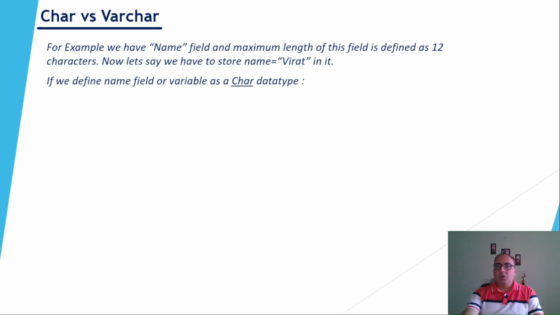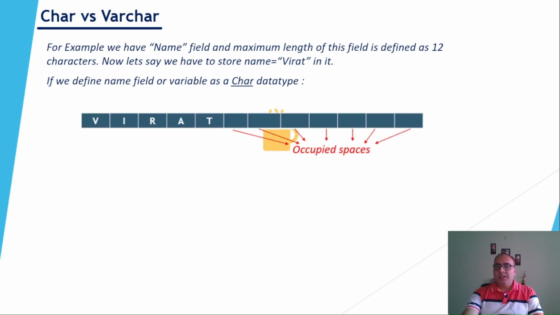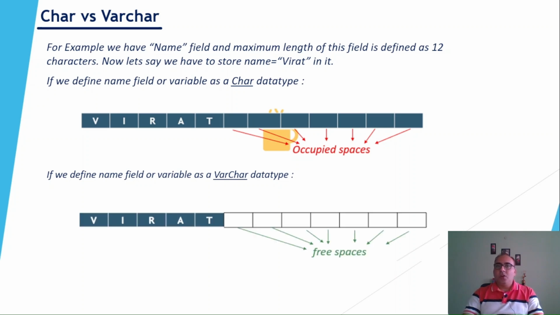Now if we define this field as a CHAR data type, irrespective of the actual length of the string, it's going to consume the maximum length defined for that variable. Here the length of this field is 12 characters, so it's going to occupy all 12 characters. Now if we define the same variable as a VARCHAR data type, it will occupy space only for the actual string. Whatever the length of the actual string is, it only consumes that length. So using VARCHAR, we can effectively use the memory space.